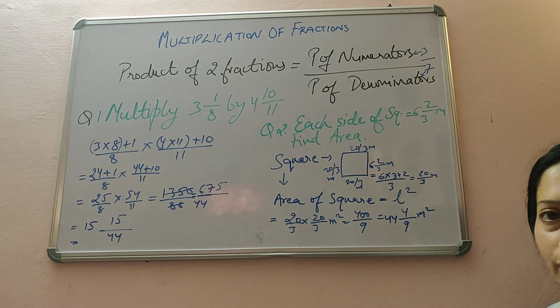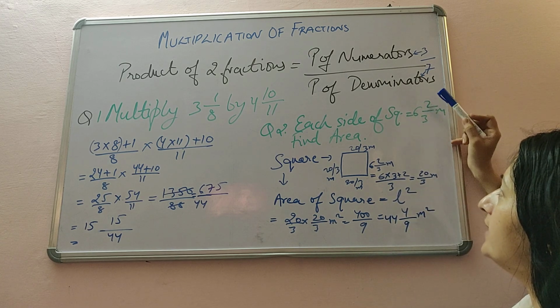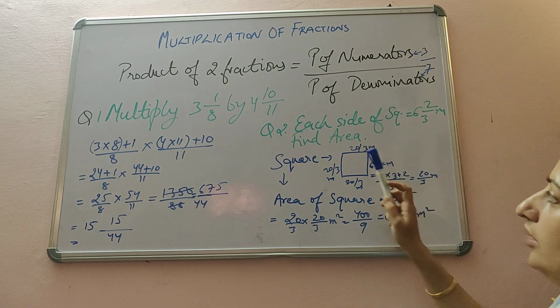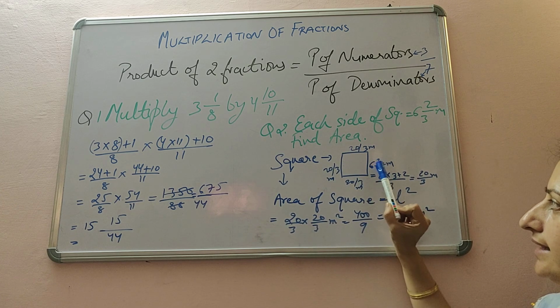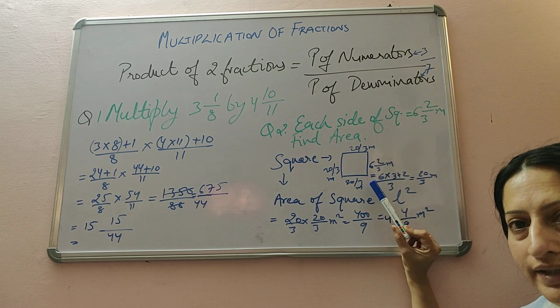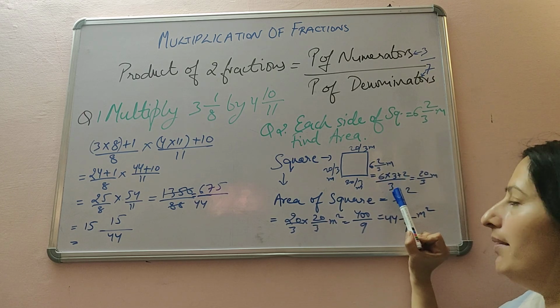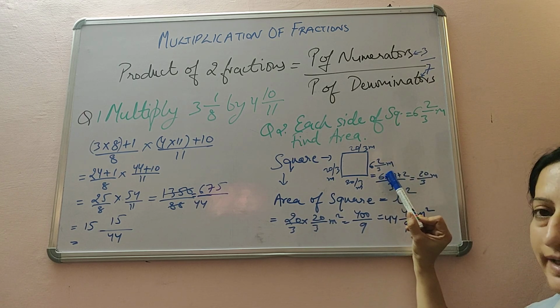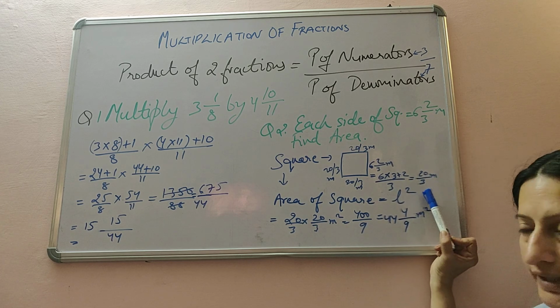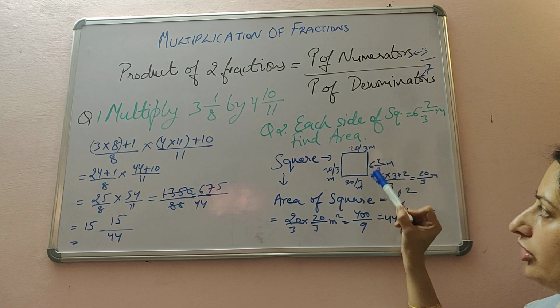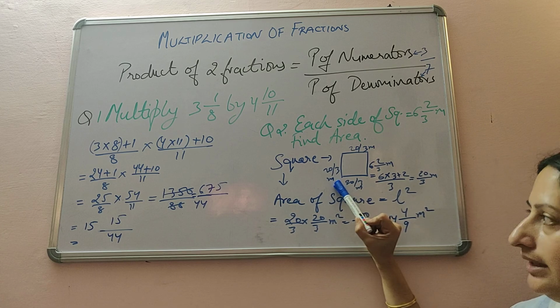Now come to a multiplication in which a square is involved. So each side of a square is given as 6 2 by 3 meter. So I have shown you this square here, 6 2 by 3 meter. I have converted this mixed fraction as 6 into 3 plus 2 upon 3. So it will become 18 plus 2 by 3, that is 20 by 3. So each of the sides is 20 by 3 meter in length.